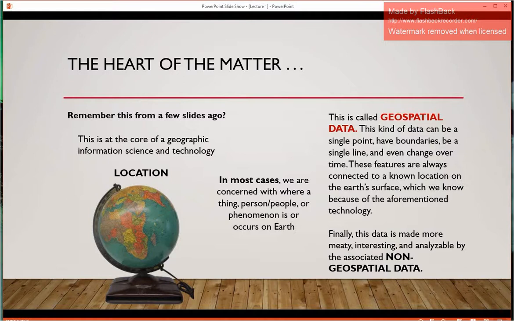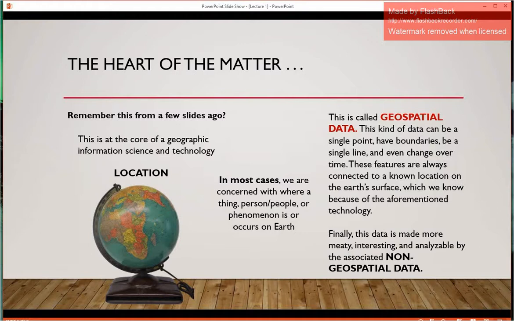This is because we are concerned with where a thing, person or people, or phenomenon occurs on the Earth. And in this case, because of GIS technology, all of this has a geospatial data component, which means it can have a single point, such as a single coordinate, or it can have boundaries, such as a building, or a state, or a country, or a county. It can be a single line, like a road, and a river. Even though a river is three-dimensional, such as a road, it would be represented as a line.